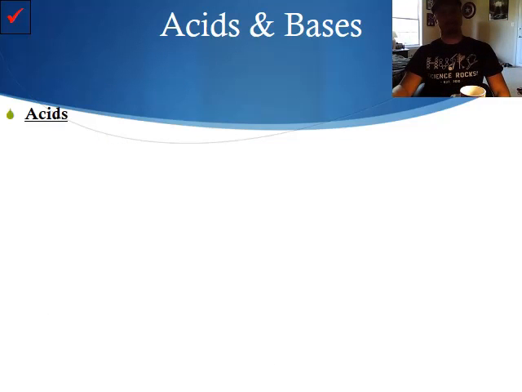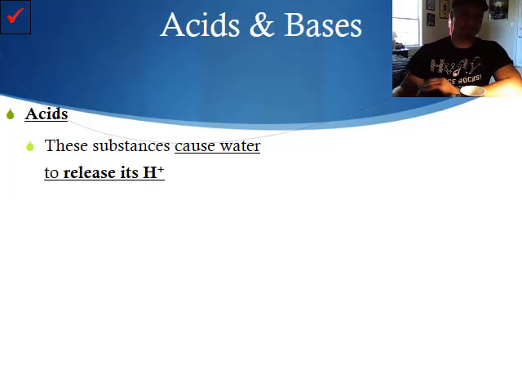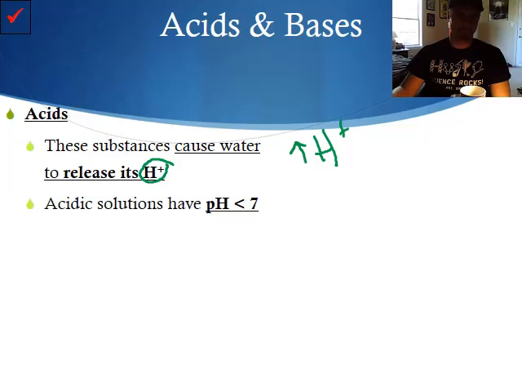So acids and bases. Acids. These substances cause water to release hydrogen, meaning they have a high hydrogen concentration. So acidic solutions have a pH below 7. So the big thing to remember here is acids. They have a high hydrogen concentration, but a low pH.